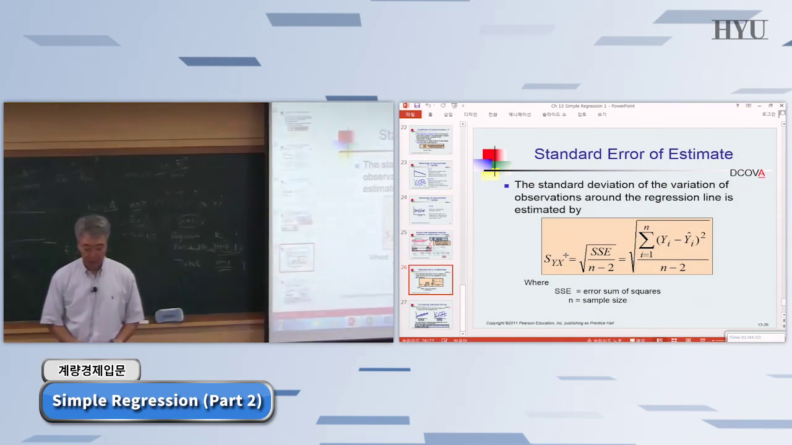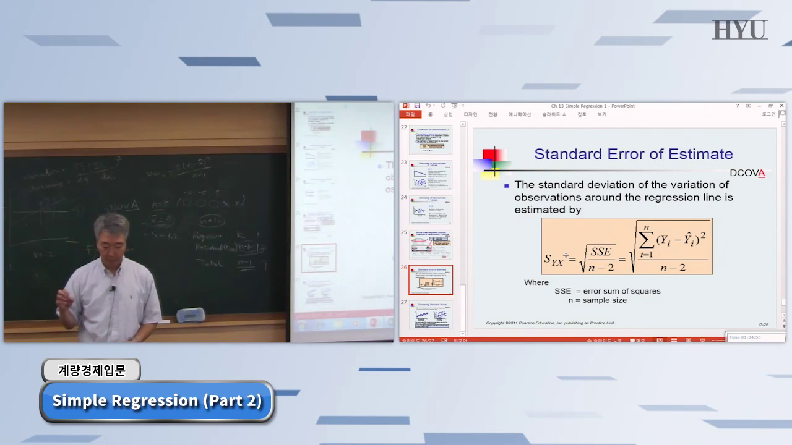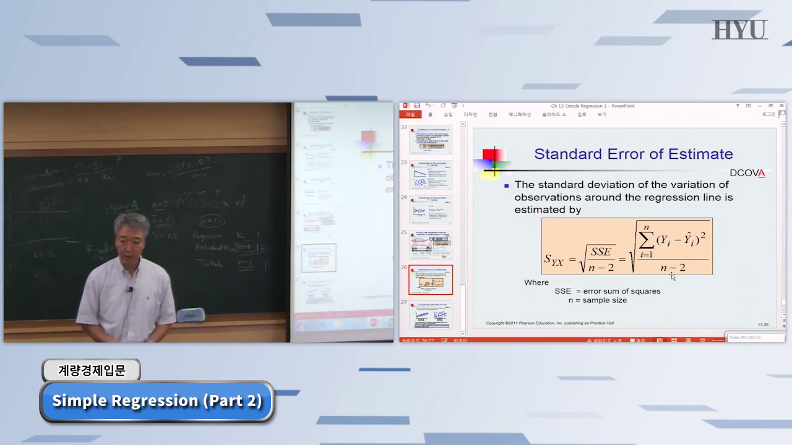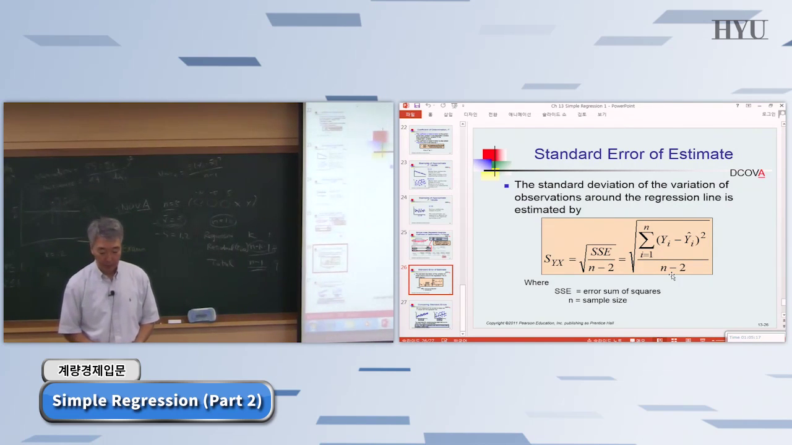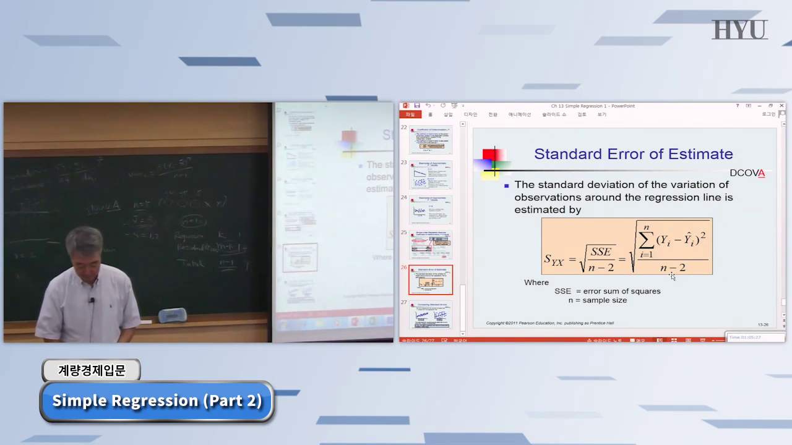So what do we have inside here? Inside the square root, we have the variance of error. Because yi minus yi hat, your actual observation minus predicted value, that's error. So this is simply error squared. Sum of squared error, SSE, divided by n minus 2, you can say that's error variance. And if you take the square root, that's the standard deviation of error. We call it standard error.